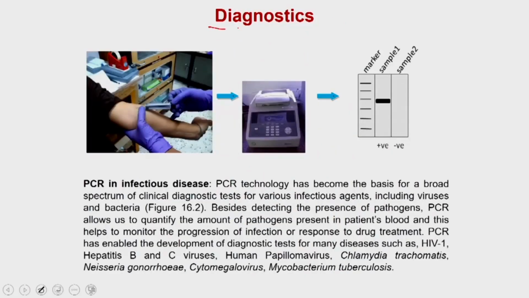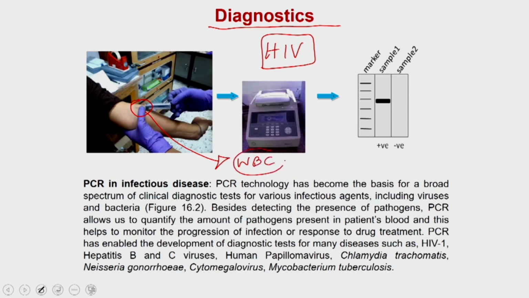So, PCR is extensively being used for diagnostic purposes. In this particular example, we have taken an infectious disease which is called HIV. Suppose a patient is infected with HIV, or it is a sample where you have to detect. So, first you extract the blood from the patient, and from the blood you are going to perform the PCR analysis for the HIV virus.